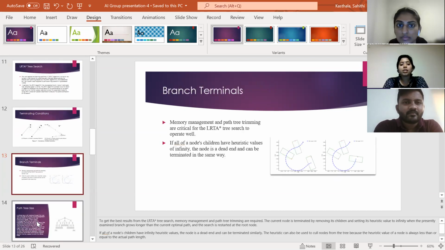To get the best results from the LRTA tree search, memory management and path tree trimming are required. The current node is terminated by removing its children and setting its heuristic value to infinity, since the heuristic value of a node is always less than or equal to the actual path length. If all of a node's children have heuristic values of infinity, the node is dead and can be terminated in the same way. That's the branch terminals.